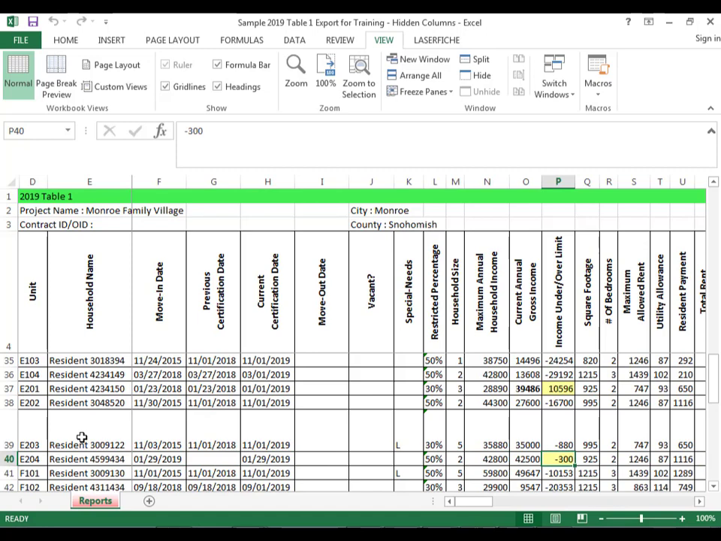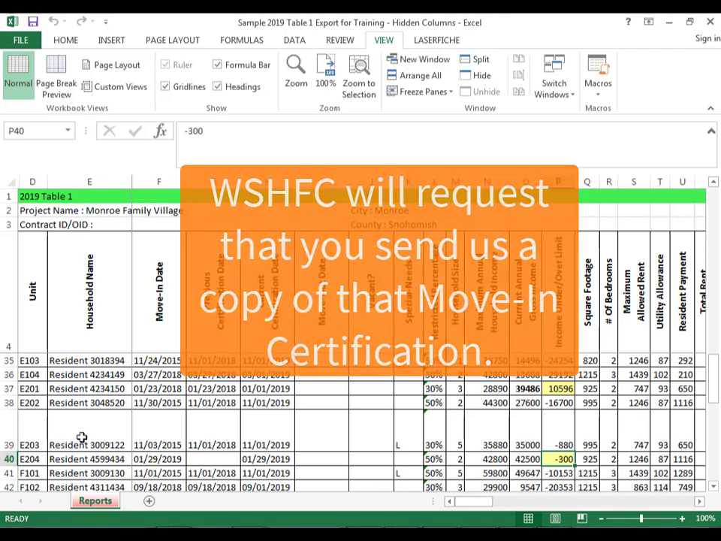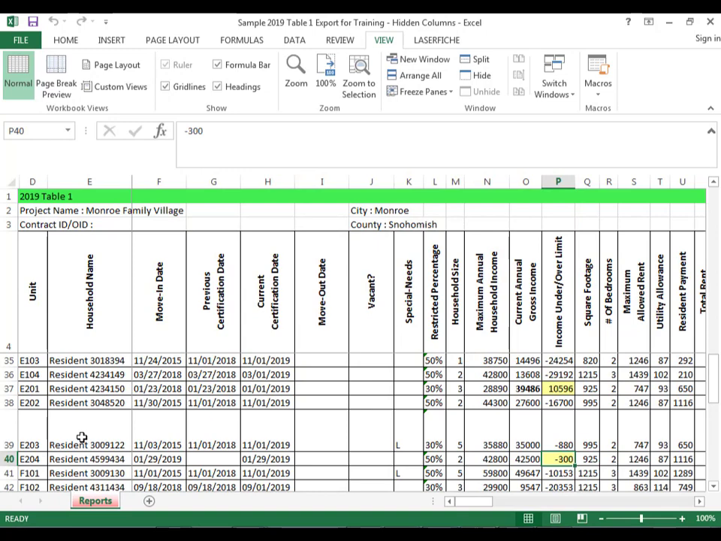Another use of our income under or over the limit new column is only in the year that a household moved in. So this household moved in 2019. If the household moved in within $500 of the income limit, this will be highlighted. And if you report to the commission, what we are going to request is that you send us a copy of that move-in certification, just so we can double check that all income was calculated correctly, because they are so close to that income limit. So that new column has multiple uses for us.